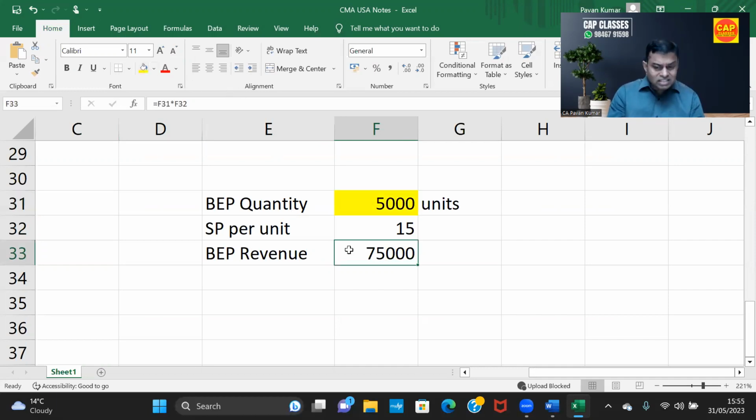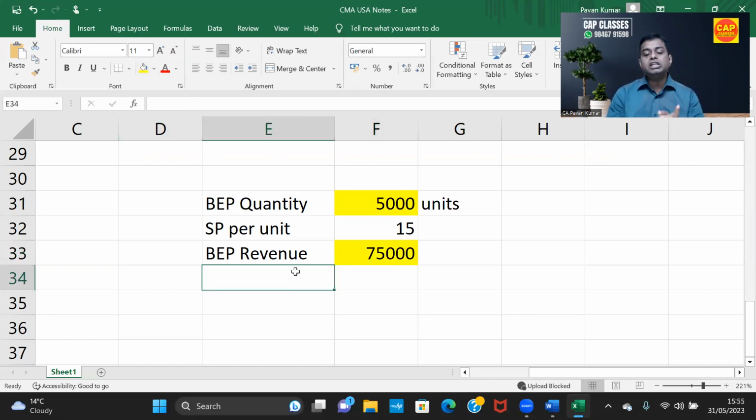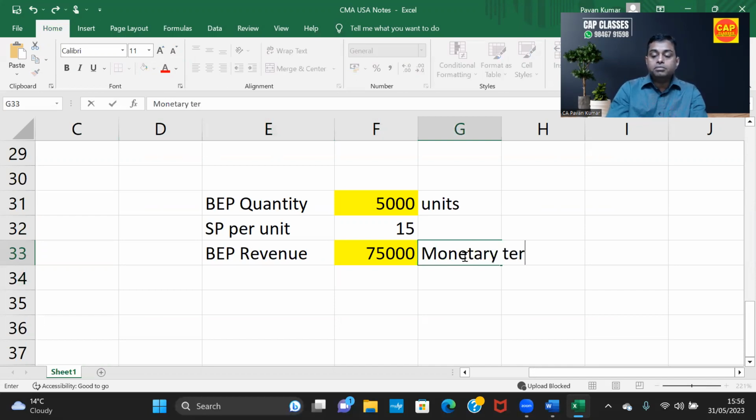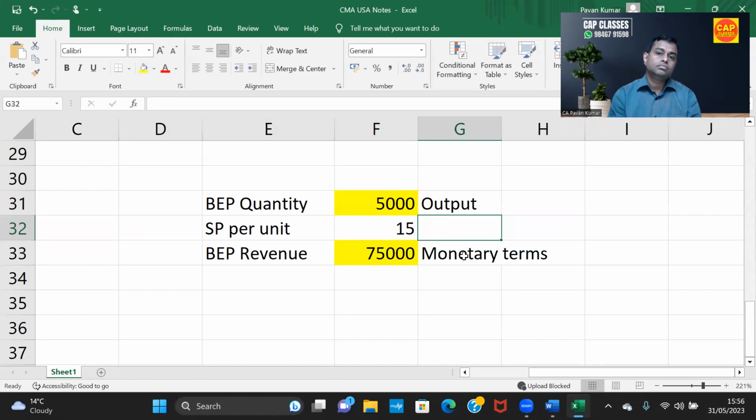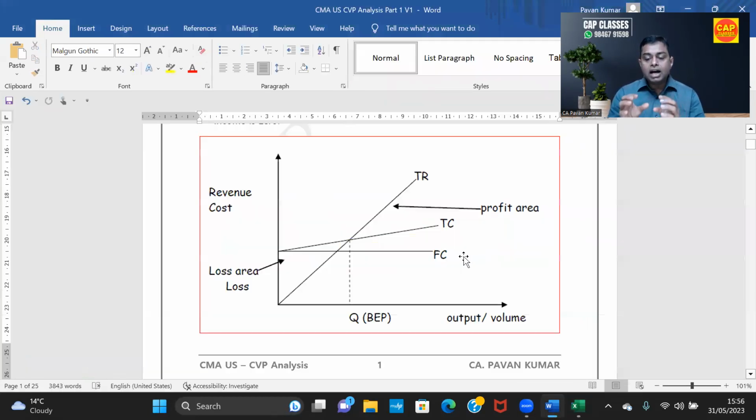So, Pavan sir, is this break-even point? Yes. Pavan sir, is this also break-even point? Yes. Pavan sir, is there a confusion? No. First one is break-even point quantity. Next one is break-even point dollar revenue. So this is in terms of monetary terms. This is in terms of output. You understand? So basically, this curve is giving you an insight of how many number of units are to be sold to recover cost.